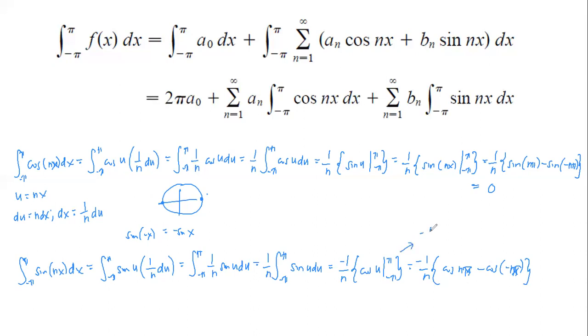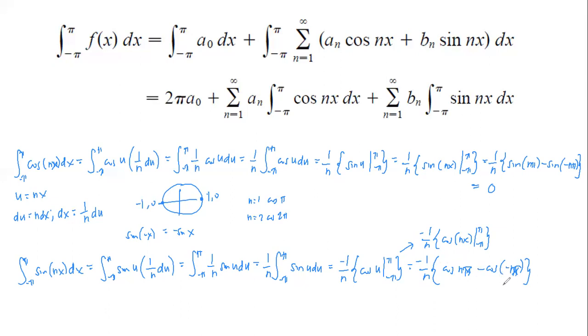Kasi from here, this is negative 1 over n cosine nx, diba? So nx evaluated from negative pi to pi. Okay, so upper limit in terms of x minus the lower limit. So if n is equal to 1, we're evaluating cosine of pi. What is cosine of pi? Cosine of 180 is negative 1. Tama? If n is equal to 2, cosine 2 pi. So cosine 2 pi is 1. No?